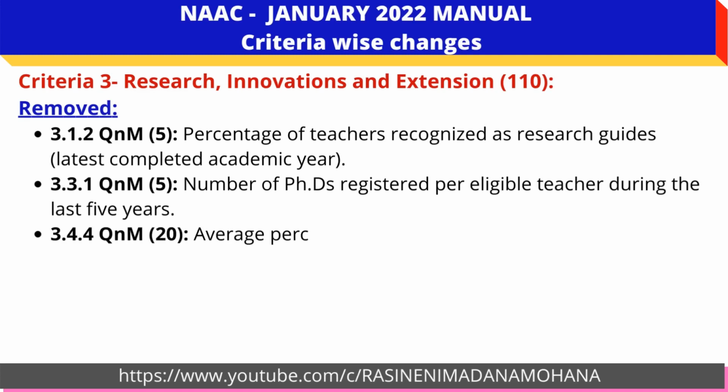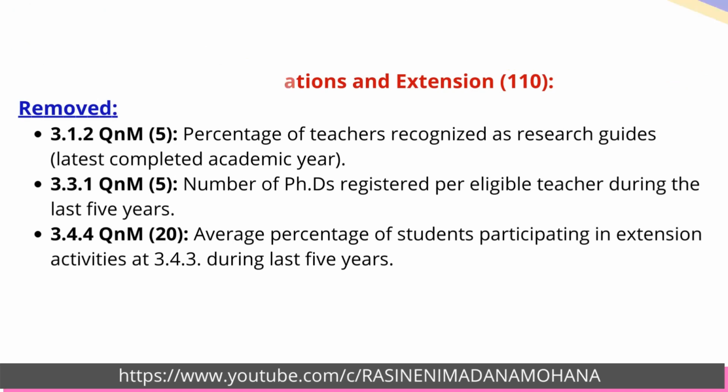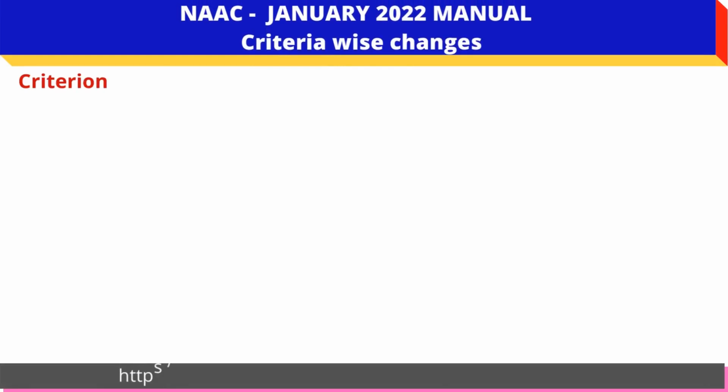Then 3.4.4, quantitative, 20 weightage, average percent of students participating in extension activities. Actually 3.4.3, extension activities conducted, was there earlier, that is quantitative. This time also that is there. Earlier 3.4.4 was students participated in the above 3.4.3 activities conducted. Now this is removed in the new manual. Only activities conducted is there, student participation is removed. So these are all the metrics removed in criteria 3.